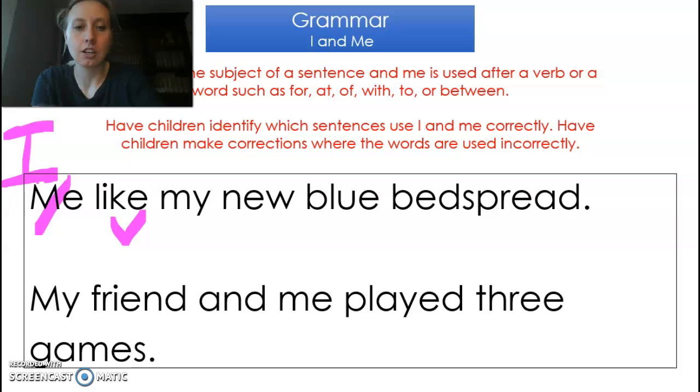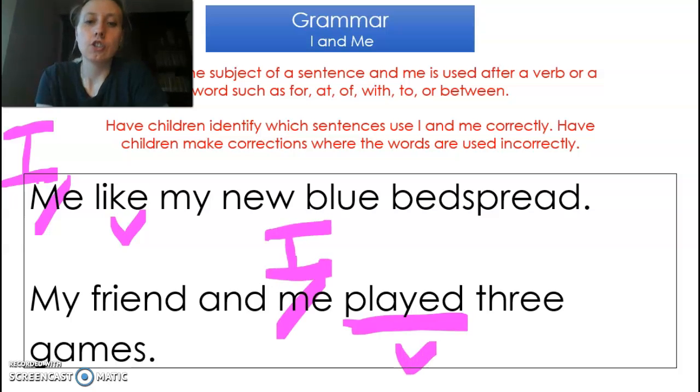Now let's listen to this one. My friend and me played 3 games. Does that sound right? My friend and me? No, because let's see, my friend and me. No, because the verb is after, so you'd put an I. So the pronoun is I, and the verb is after, so it's a subjective pronoun, I.